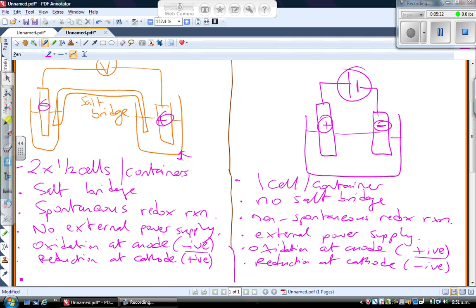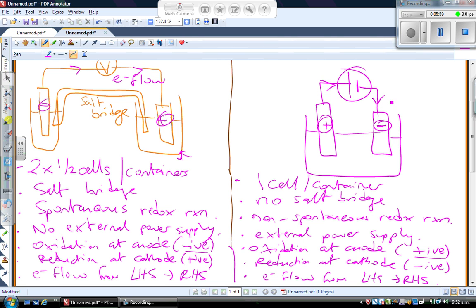Just one last point then to finish this compare and contrast. Electron flow is from the left-hand side to the right-hand side in an electrochemical cell, and also electron flow is from left-hand side to right-hand side in an electrolytic cell. So that is an extensive compare and contrast between an electrochemical cell and an electrolytic cell. So the main thing is, do not mix the two processes up.